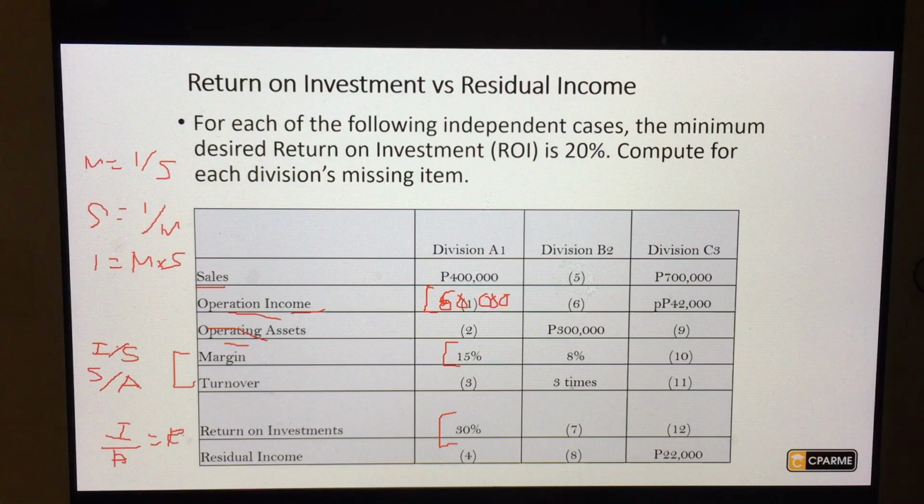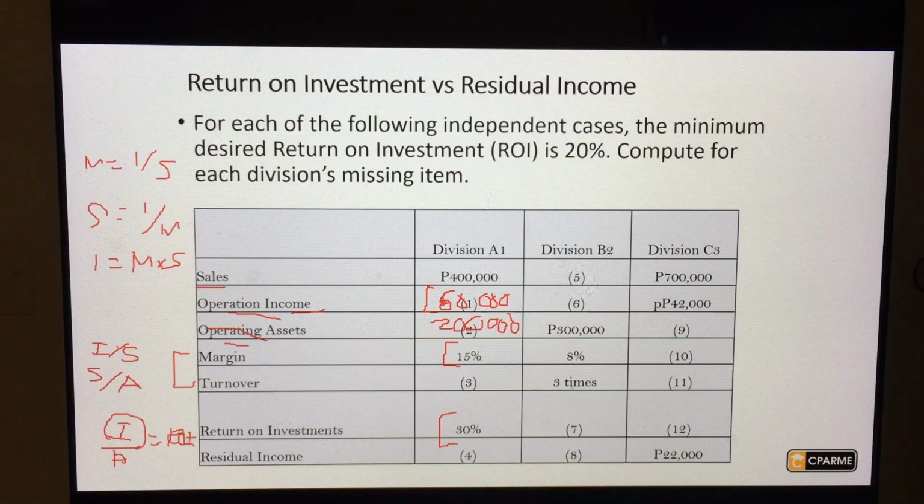yan yung ROI mo. Eh di kung gusto mo makuha si assets, it's as simple as operating income divided by return on investment. So 60,000 divided by 30%, magkano yung operating assets natin? This is 200,000. Nakahabol ba tayo? If you don't, that's fine kasi kailangan mo rin itong i-practice on your own.